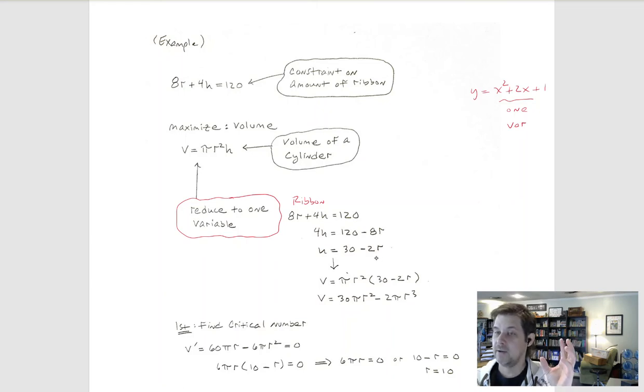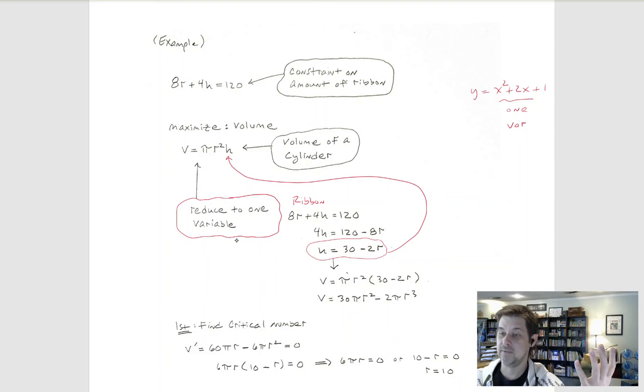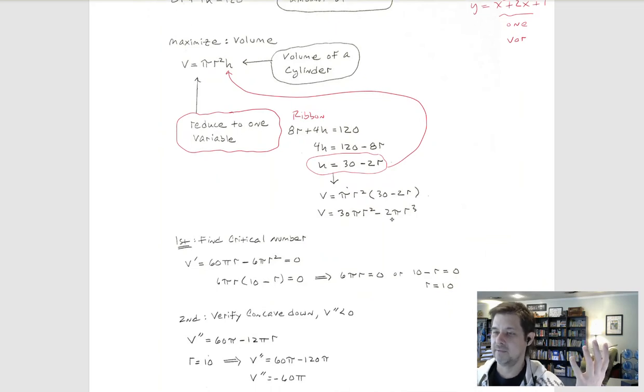Now I'll put that in for H. I know H is the same thing as 30 minus 2R, so I could put that into the volume equation, and it would reduce this to just having one variable, which is what I would like. So what would that be? Pi r squared times 30 minus 2r. You see, that's this part. Then I'll multiply that together right here. I'll distribute the pi r squared.